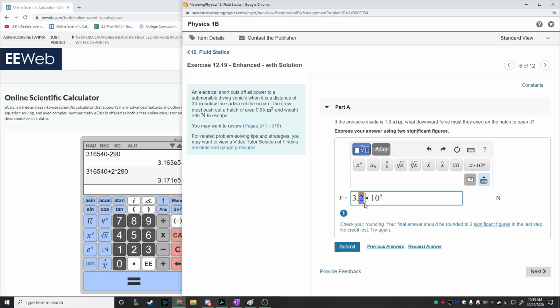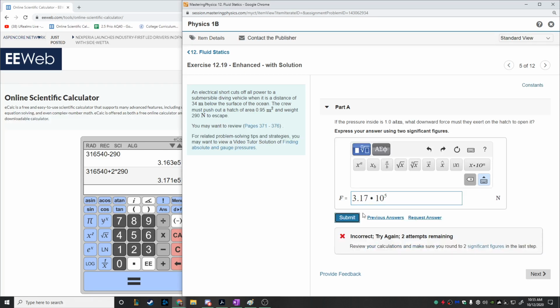Do you think, is it 1.7? There's no way. That'd be hilarious. No, see, that's wrong. What about 3.16? Huh. How did you guys get this one right? This problem's awful. Electrical shortcuts off all power the distance of this below the surface. This area, yeah. Oh, you just didn't get it right? You just get it wrong?